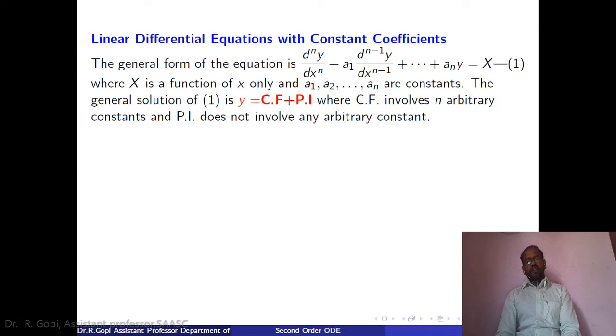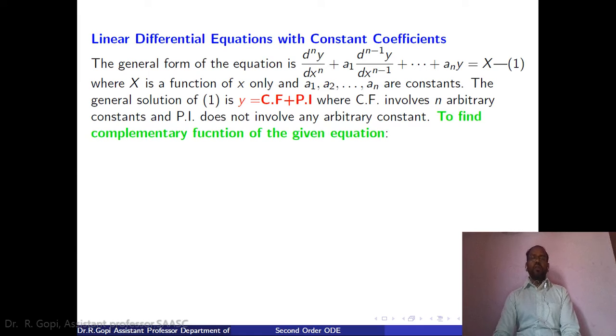But the complementary function contains arbitrary constants, because the given equation is nth order, so the complementary function contains n arbitrary constants. The particular integral does not contain any arbitrary constants, because the particular integral contains only functions of x. Then we find the complementary function of the given differential equation.